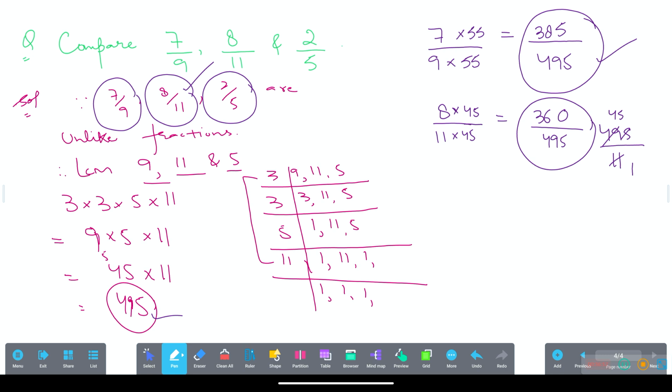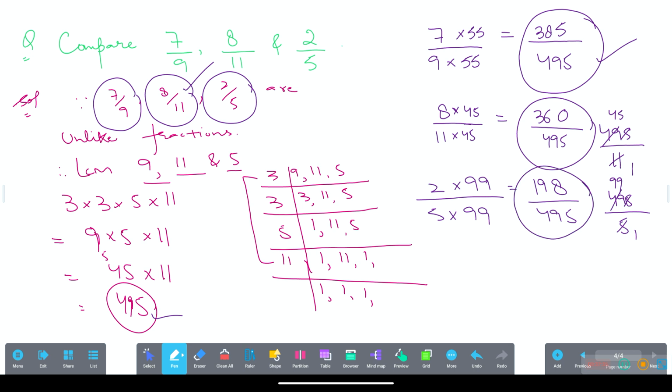The third one is 2 by 5. So what should I multiply 5 by so that this denominator will become 495? Take 495 here and divide it by 5. 5 1s are 5, 5 9s are 45, 4 carry, it becomes 45, 5 9s are 45. So 5 into 99 at the denominator, then multiply 99 at the numerator. 2 9s are 18, 8 1 carry, 2 9s are 18 plus 1 is 19. 198 by 495. So this 198 by 495 is the equivalent fraction of 2 by 5. Whatever is the value of 2 by 5, the same will be the value of 198 by 495.